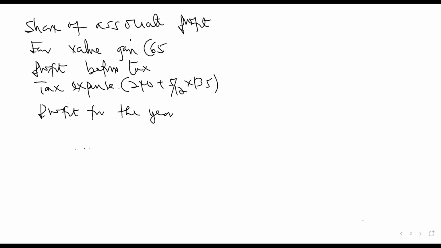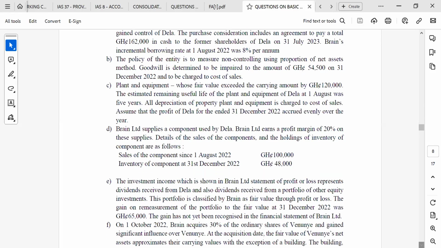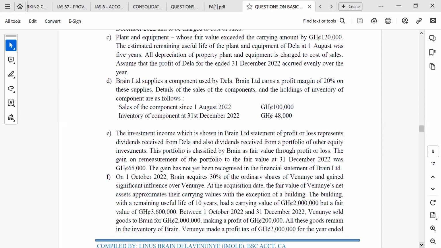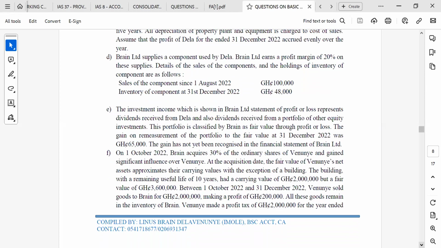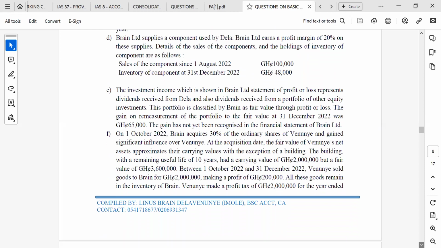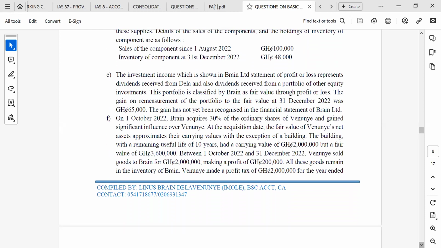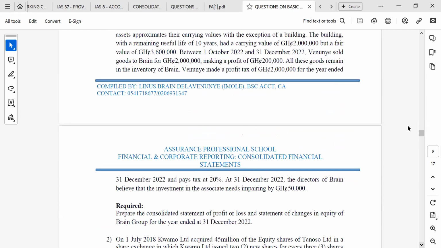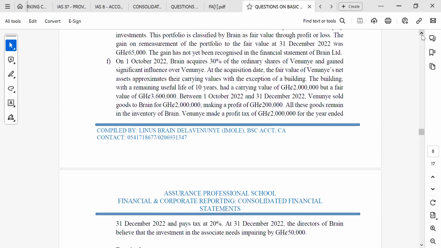Okay. So we are done with that side too. No big thing. The only thing that we do is that we go and take the 120. That 120 will be taken to the statement of changes in equity. The fair value gain has also been recognized. Okay, so let's come to the last part.